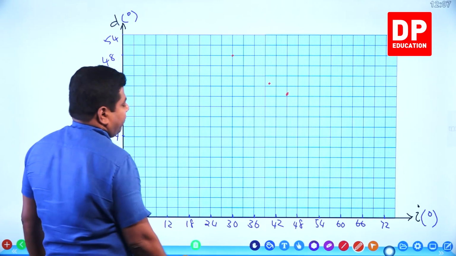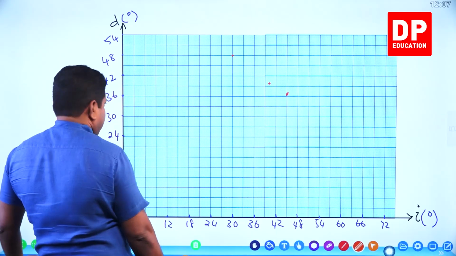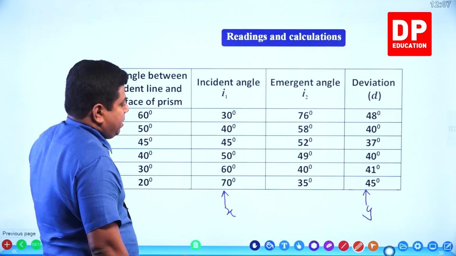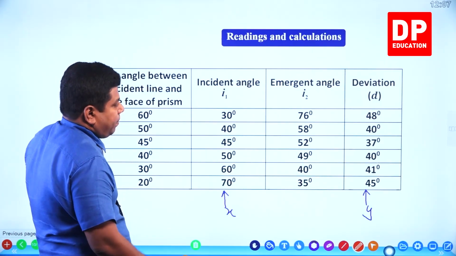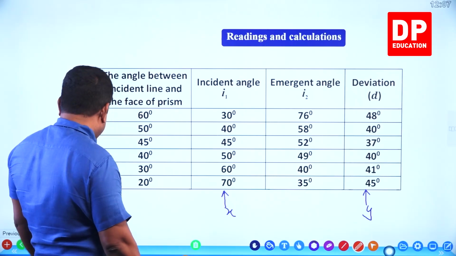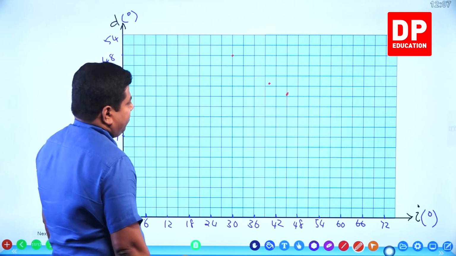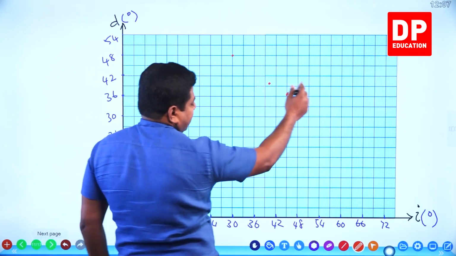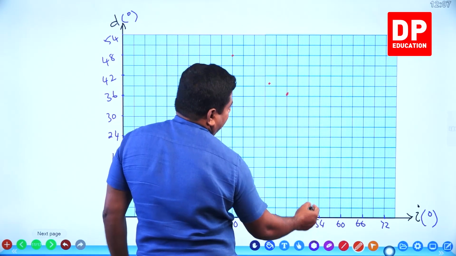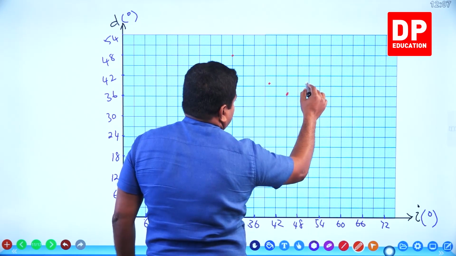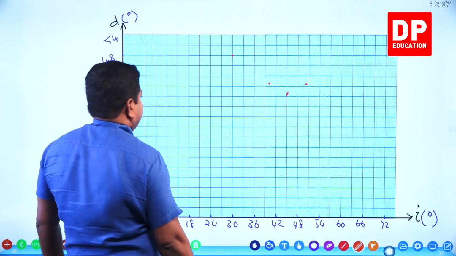Right, that is 45, 37. Next, 50 and 40. 40 has to be here itself, 50. This is 51, a little before that. That is 50 and 40.